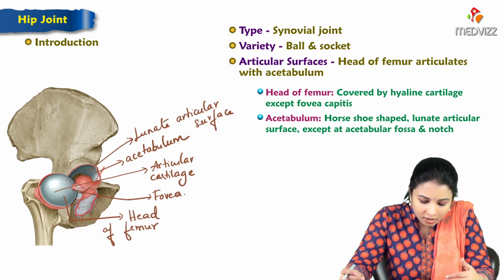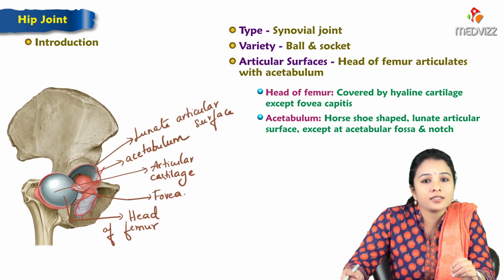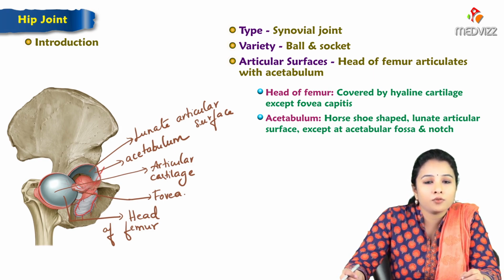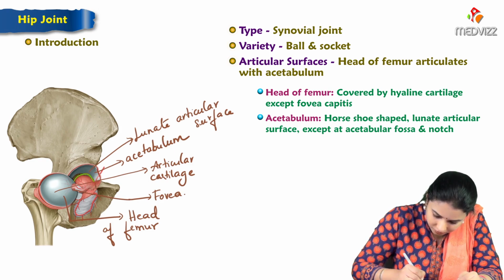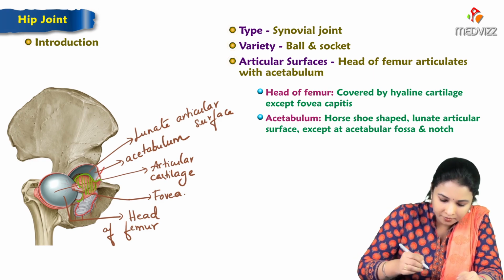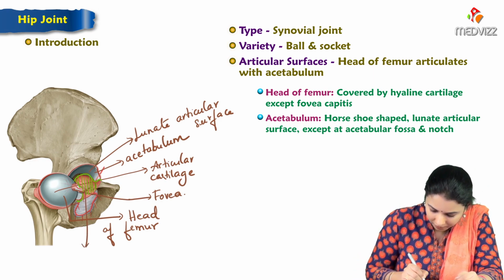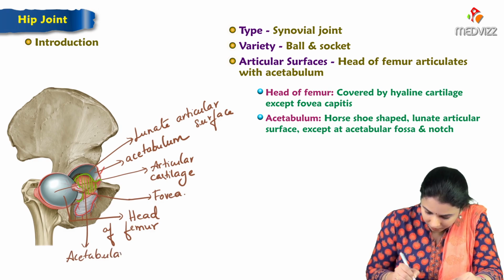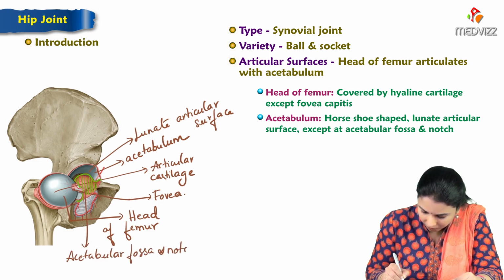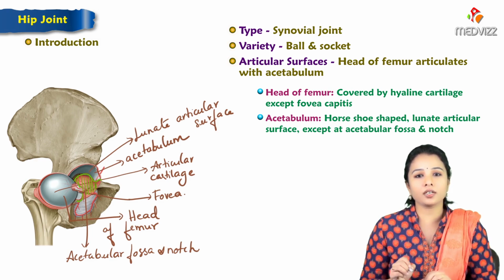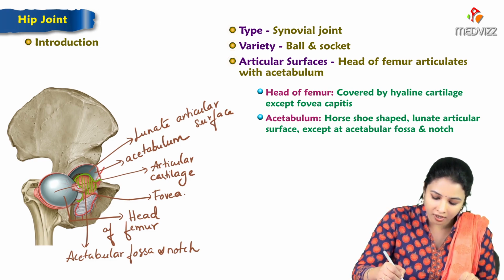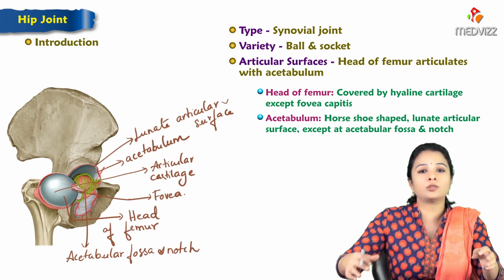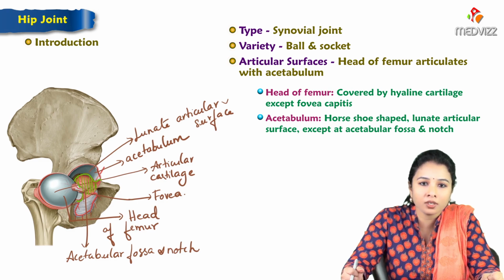Here is the lunate articular surface, except at the acetabular fossa and acetabular notch. So except the acetabular fossa and acetabular notch, the rest of the acetabulum makes the lunate articular surface, which articulates with the head of the femur to form the hip joint.